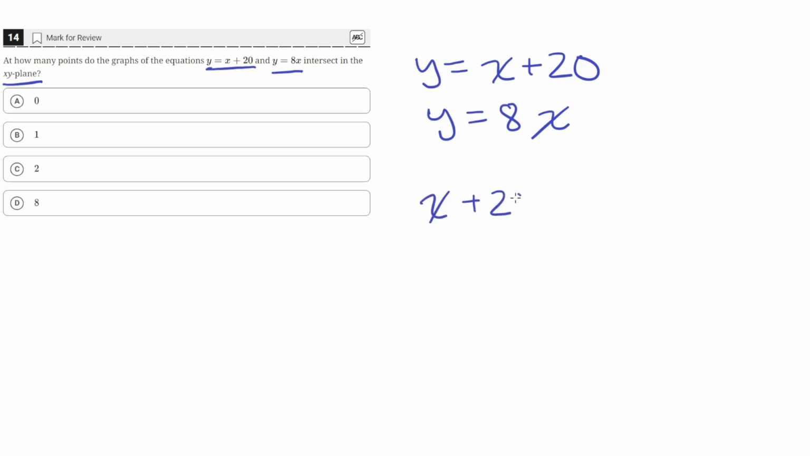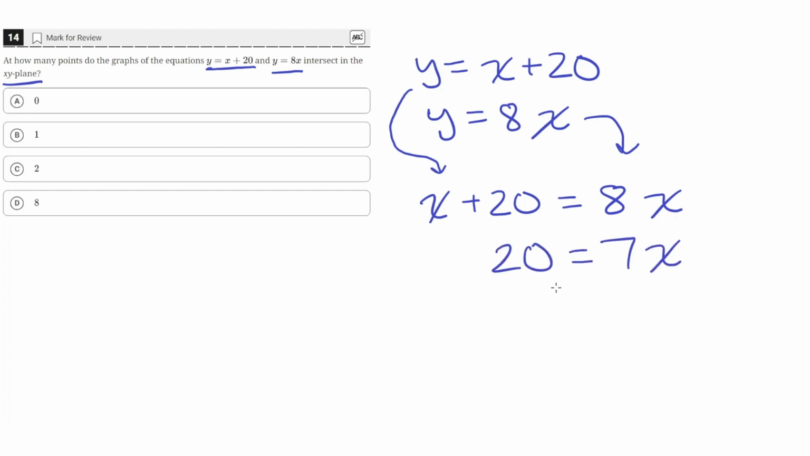So x plus 20 is equal to 8x. And then we can solve for the value of x that makes the y values equal to each other. So we can move this x to the other side by subtracting it from both sides. So 20 equals 7x. So then x is equal to 20 over 7. So at the value x equals 20 over 7, the y values equal each other.